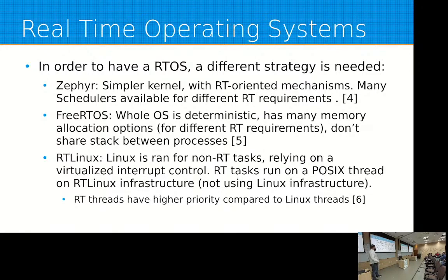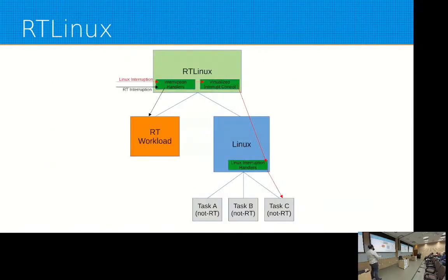RT-Linux is something very interesting. The idea is that you have a thread for running Linux, and it's kind of virtualized because it uses virtualized interrupt control. I have an image of that. You have these real-time threads that run from RT-Linux, and everything else that's not RT runs on a thread that is like a guest VM with Linux running. The RT workload will run as a POSIX thread from RT-Linux, which is not Linux, but a completely different operating system. One thread is Linux, the usual Linux with all the features and tools that we are used to, and the non-RT tasks run here.